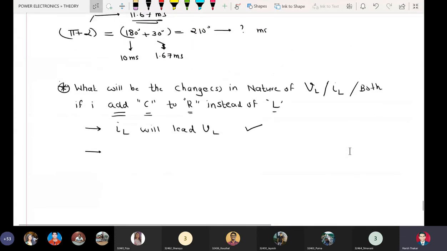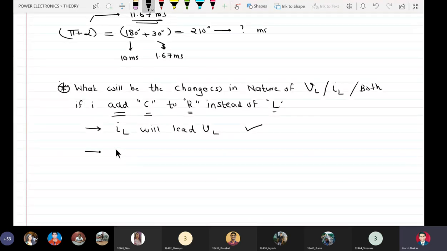So what about the natures of VL and IL? Tell now, this is very important. IL must lead VL, that is a property of capacitance. But what about natures? Okay, so nature of VL, nature of IL. Will it change? Will it not change? Nature of IL, will it change? Will it not change? Comments.